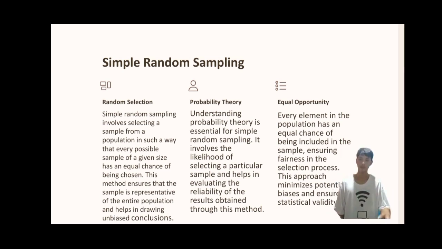Equal opportunity. Every element in the population has an equal chance of being included in the sample, ensuring fairness in the selection process. This approach minimizes potential bias and ensures statistical validity. So, with equal opportunity, guys, from the word equal, the participants have an equal and fair chance of being chosen by the researchers.